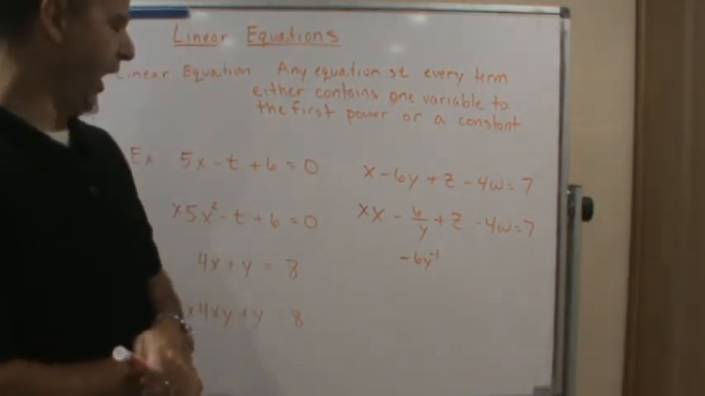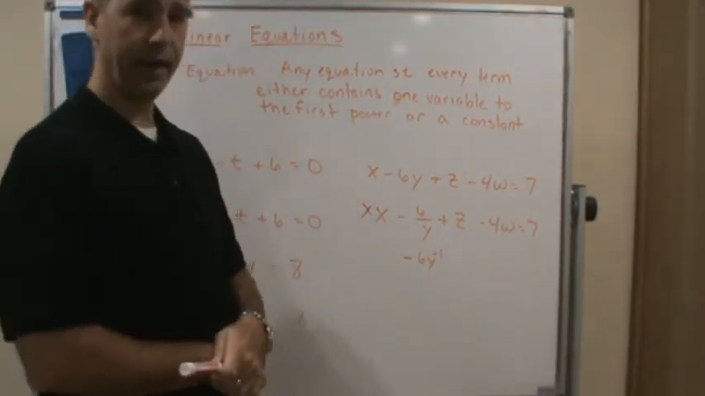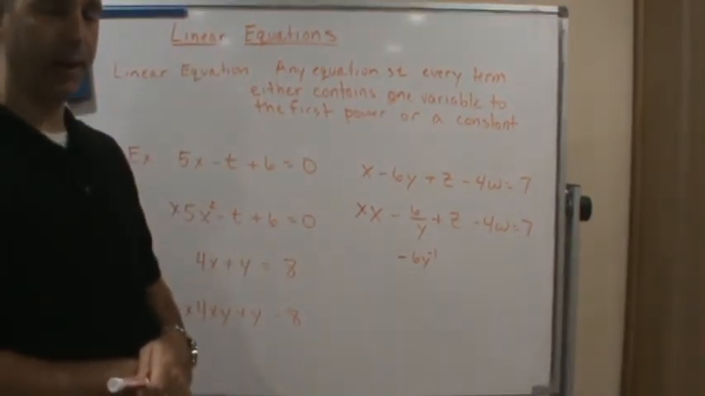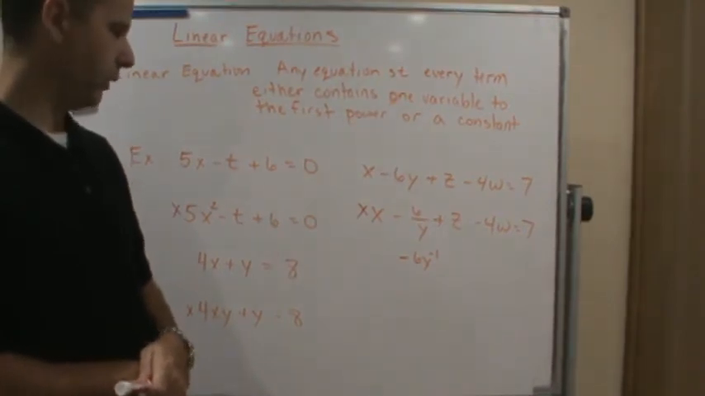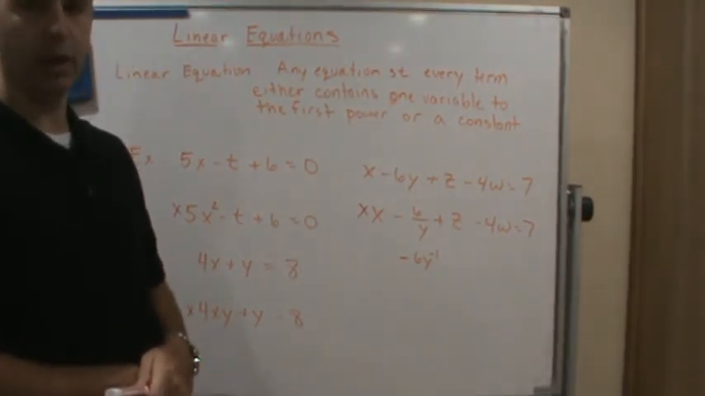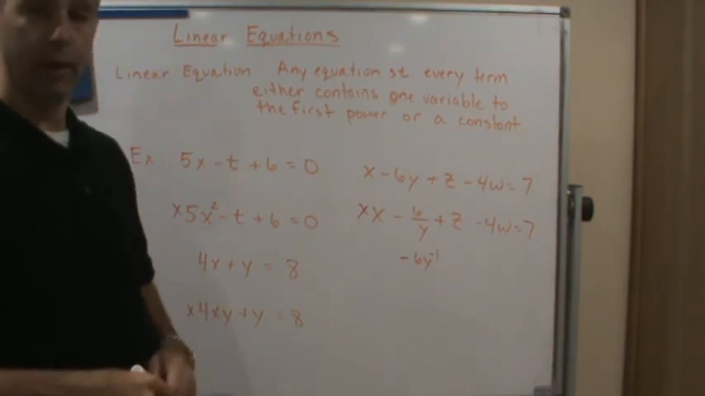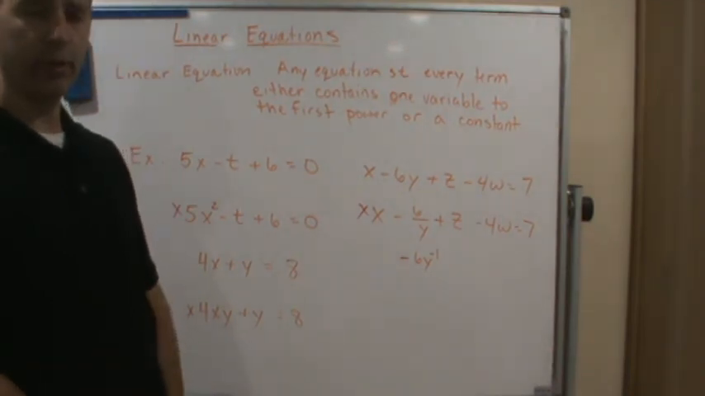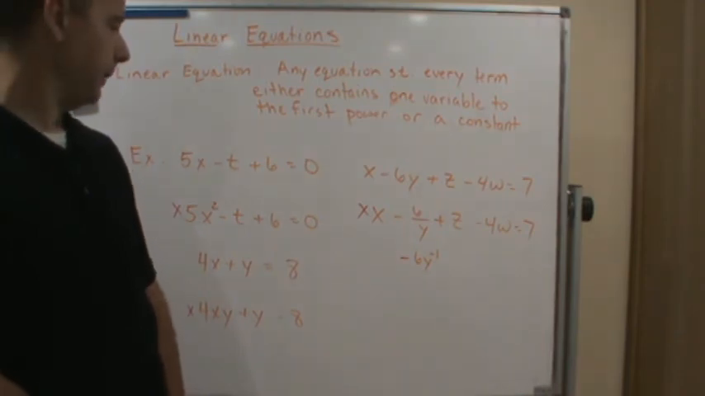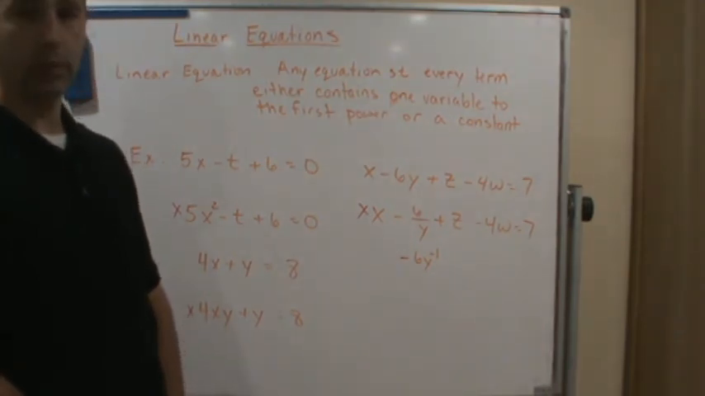So it's to the negative first power. Okay, so it's got to be positive 1. Okay, and so those are examples of linear equations. Remember, each term contains one variable to the first power and or a constant term. Okay, that's it.